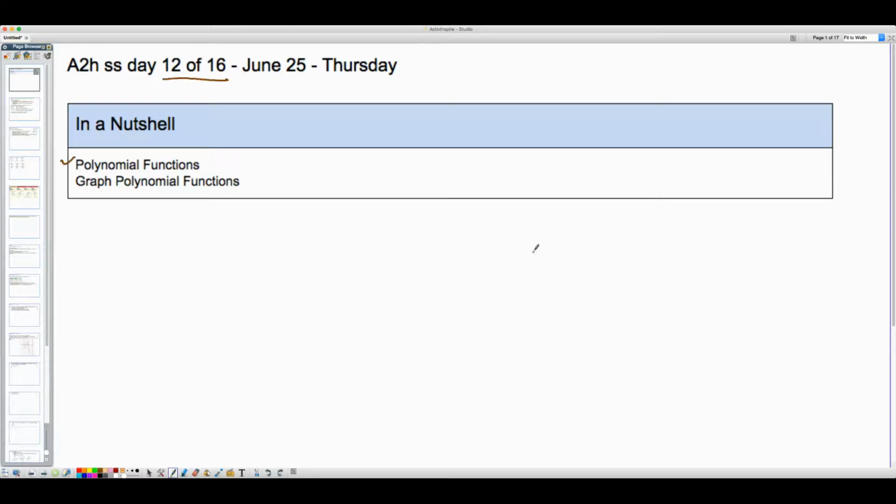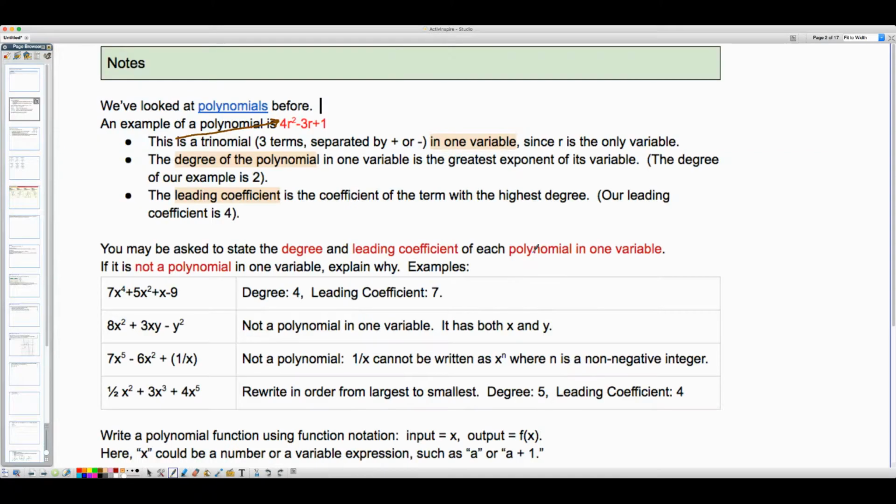We're going to be talking today about polynomial functions, and specifically about graphing polynomial functions. We'll do more of polynomial functions tomorrow, and their behaviors and ways to describe them and specifics. But today it's all about graphing.